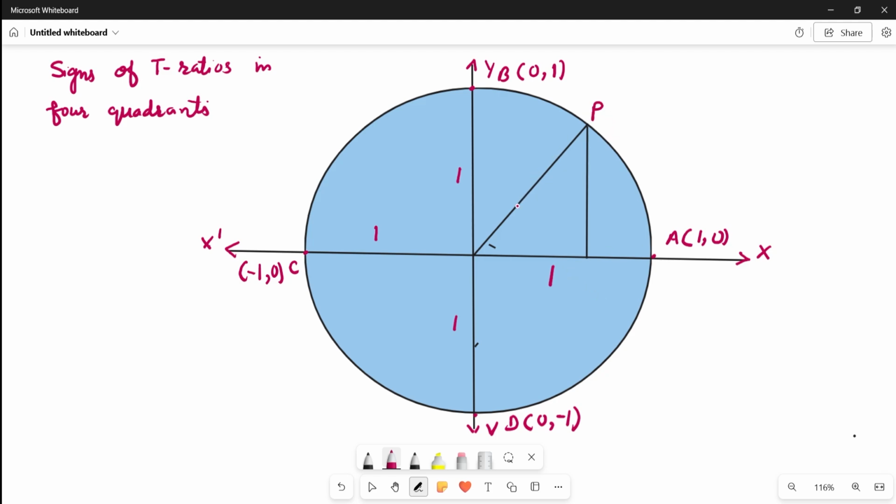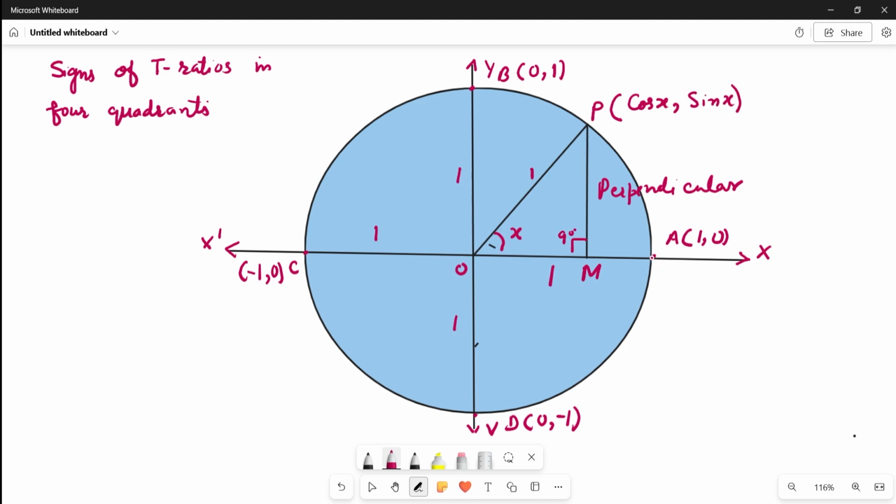Let this be point P and this angle be X. Opposite to this will be the perpendicular, as we know, and suppose this point is M, this is 90 degrees, and O is the origin, therefore OP is equal to 1. Now the coordinates of point P in terms of t ratios are cos x and sin x.